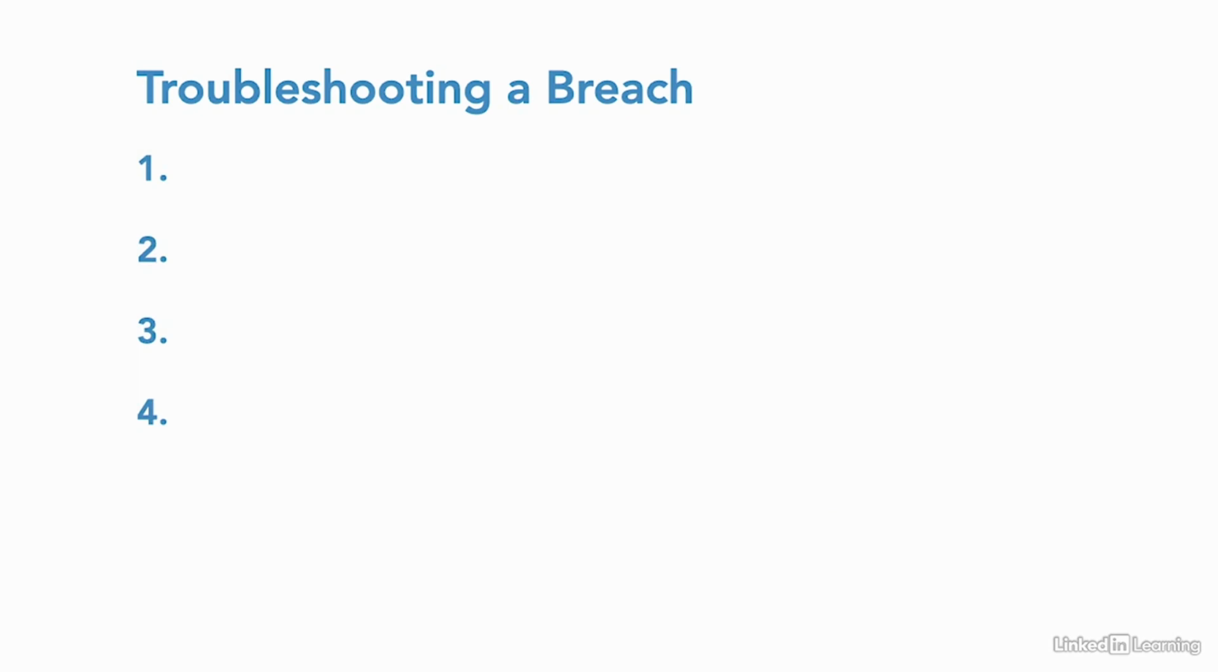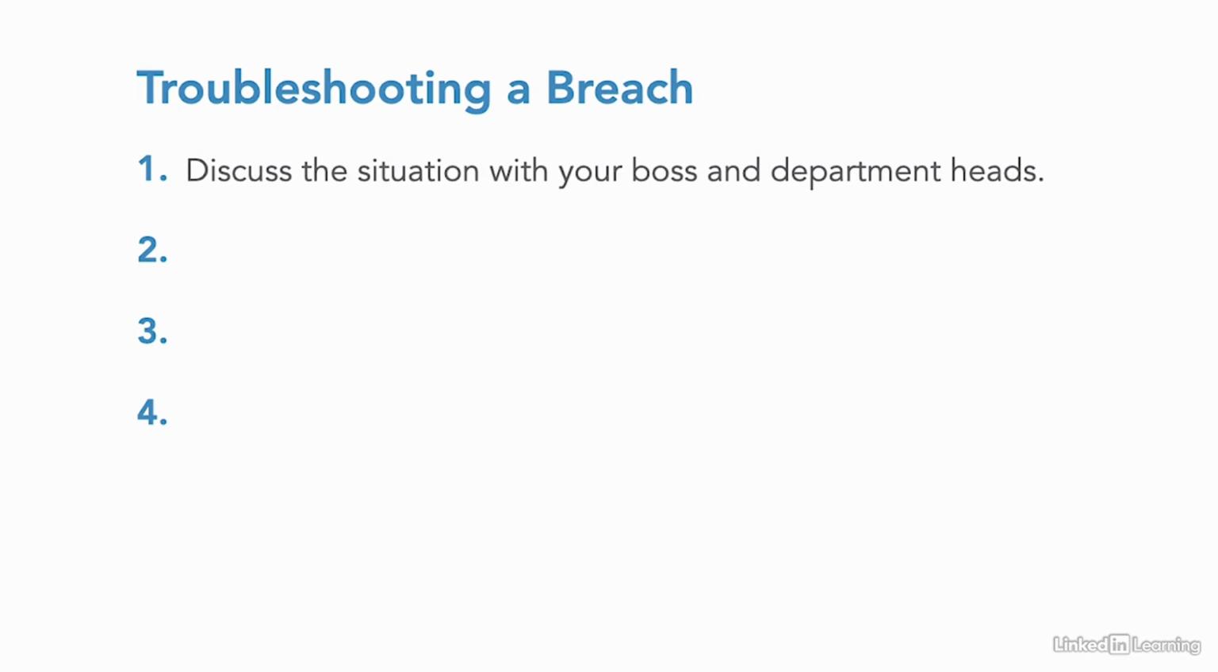What happens if you do have an outbreak? A virus or some other piece of malware gets into your system somehow? Well, the first step you want to take is to discuss the situation with your boss and department heads. Even though you know you're going to want to disconnect and unplug things, you can't do that without someone's approval. So make sure you ask them right away if it's okay to shut down the servers or unplug the network, and you can explain why that is, why it's important.